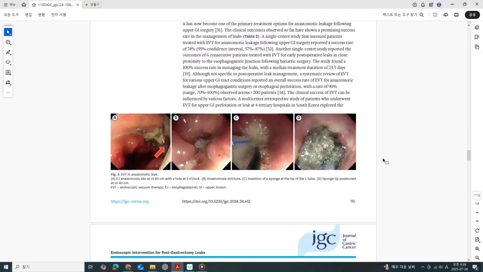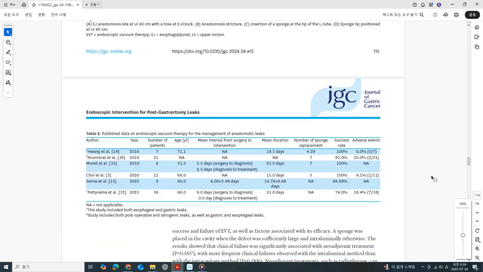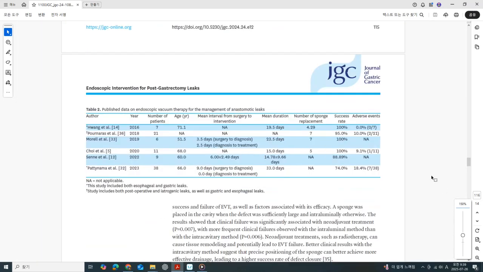It is. And the comparisons to stents are striking. One study directly compared EVT to SEMS for leaks. EVT achieved 100% success. 100%. Yes, compared to only 63.6% for the stents in that same study. Plus, EVT had a shorter median time to success, 19.5 days versus 27 days for stents. And get this, the complication rate for EVT was 0% versus 54.5% for the stents. 0% complications versus over half. That's huge. Why such a dramatic difference?